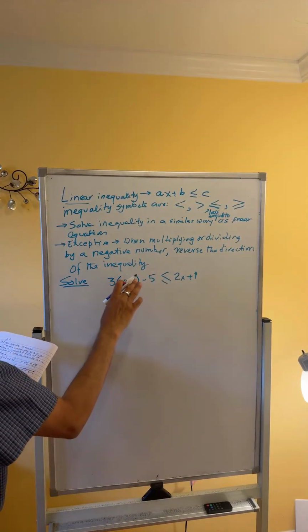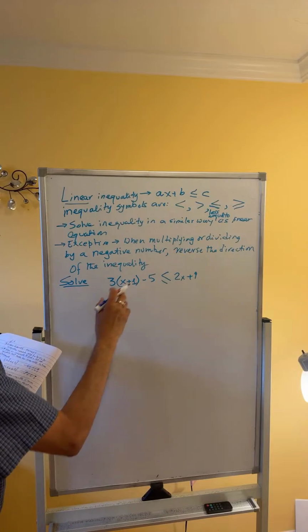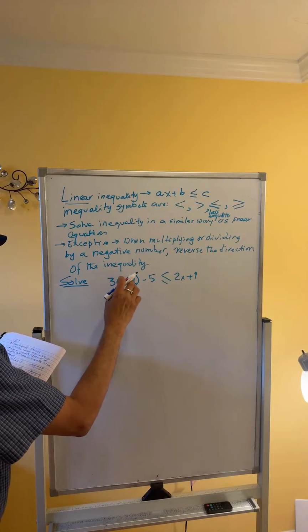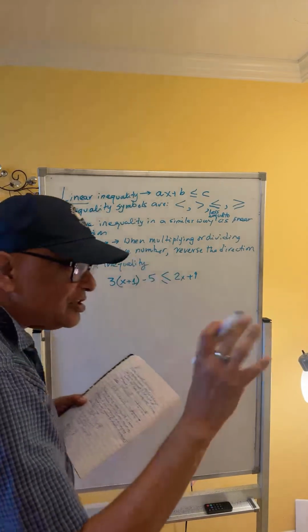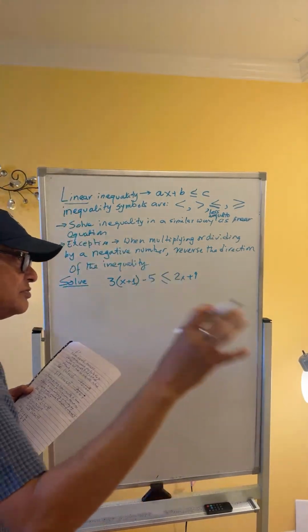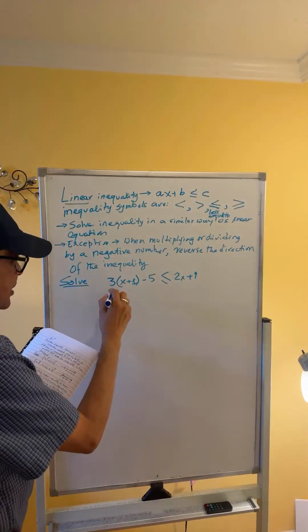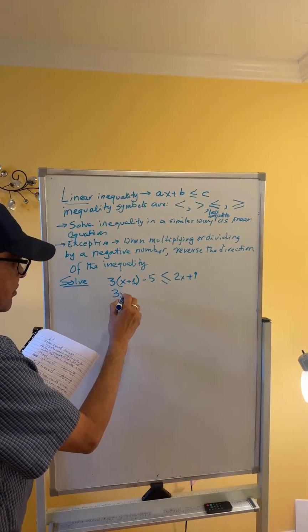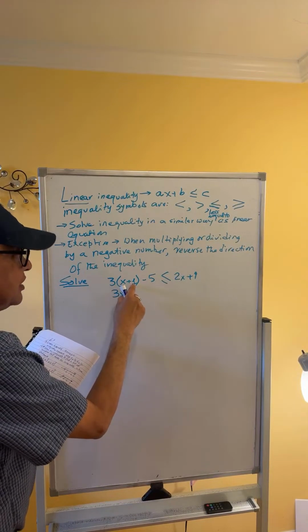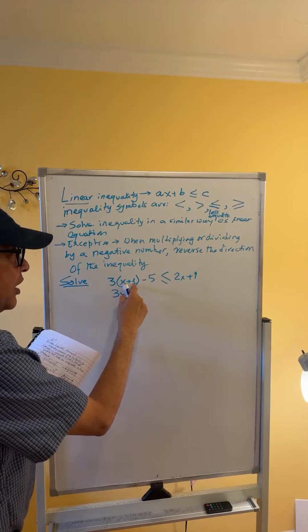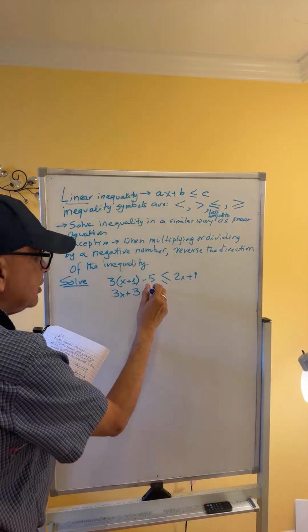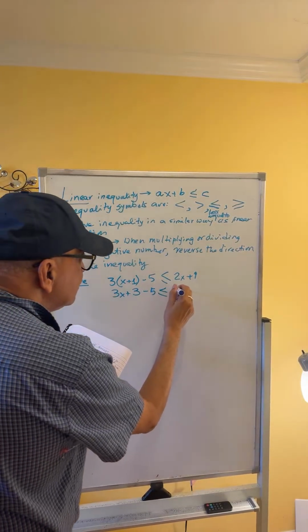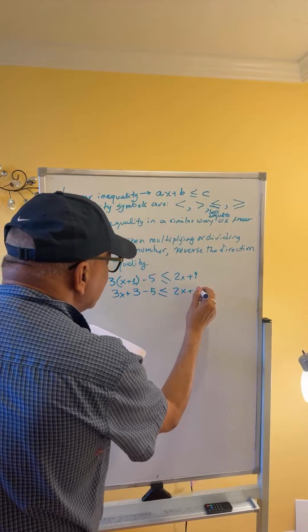First we will use the distribution rule as before. Distribute the 3 to the terms inside the parenthesis. Distribution, don't get confused, it's basically multiplication. 3 times x plus the next term inside the bracket, which is 1, 3 times 1 is 3, minus 5 less equal to 2x plus 1.